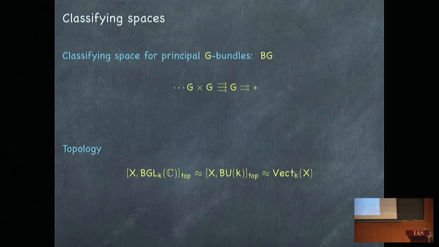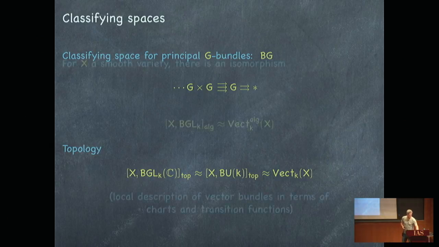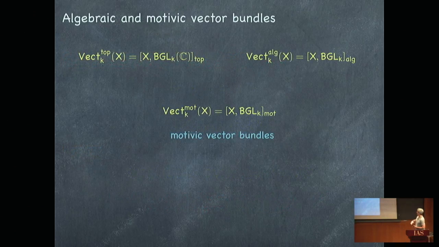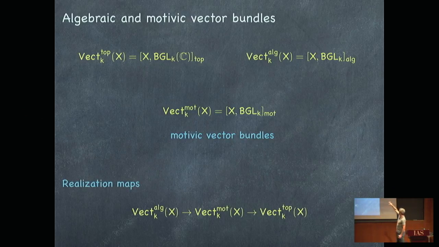In topology, as Fabian mentioned in his talk, vector bundles are homotopy classes of maps into the classifying space of the general linear group. You can look at the exact same thing in algebraic homotopy theory. I think I skipped a slide by accident. That's up on the right.